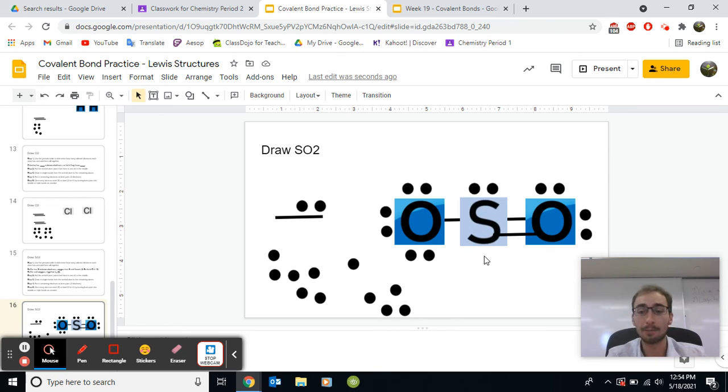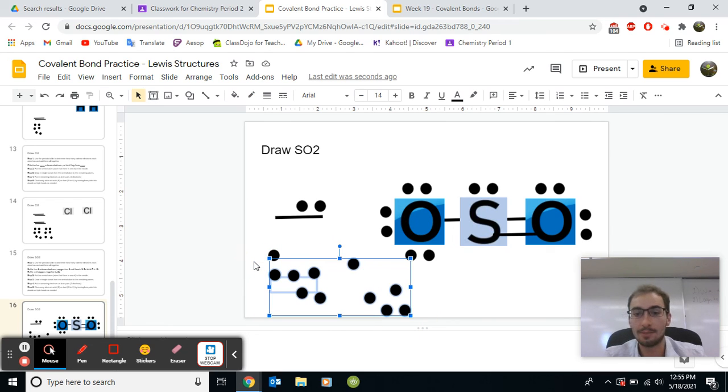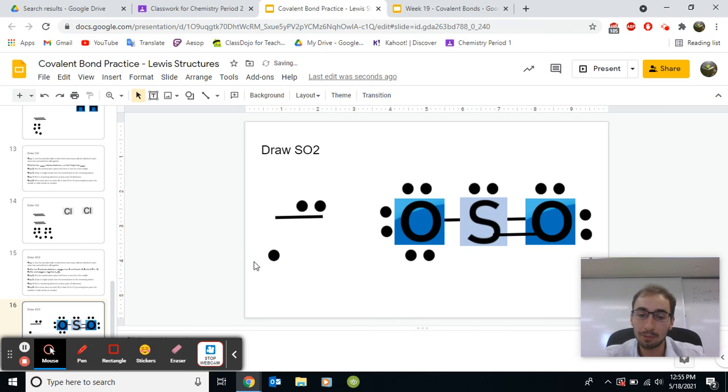So now I'm going to check that I used all 18 and that everyone has an octet. So I used 2, 4, 6, 8, 10, 12, 14, 16, 18. And now oxygen has 4 from here, 6, 8. Sulfur has 4 from here, 6, 8. And then the other oxygen has 6 from lone pairs and 2 from the bond. That is the final answer for sulfur dioxide. Yep, that one was a little tricky. That's why that was the last one.